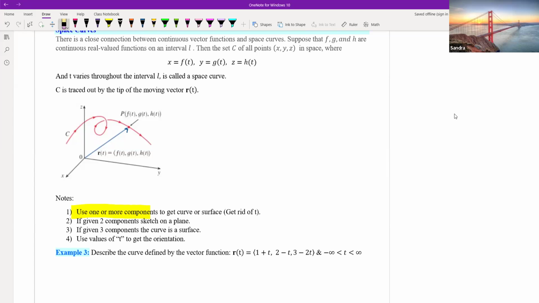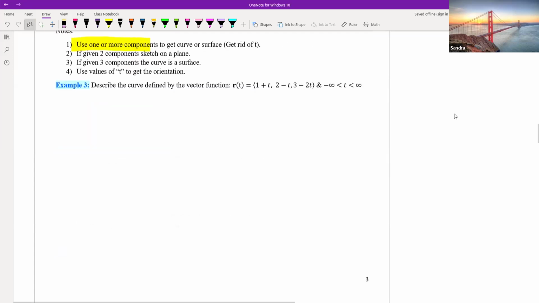Okay. So let's go ahead and get started with our first example. It says, describe the curve defined by the vector function r of t is equal to 1 plus t, 2 minus t, 3 minus 2t, and t is from negative infinity to infinity. So all real numbers. Okay, let's go ahead and discuss the components.